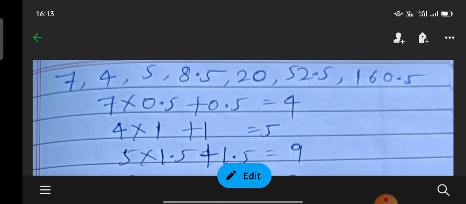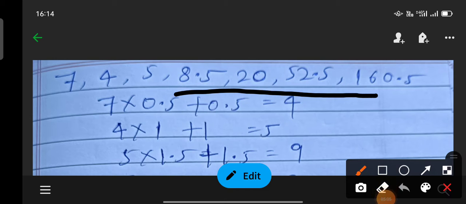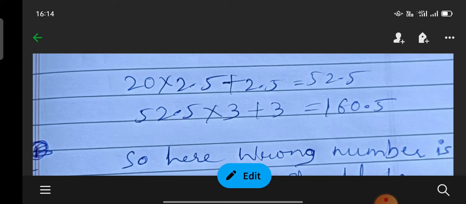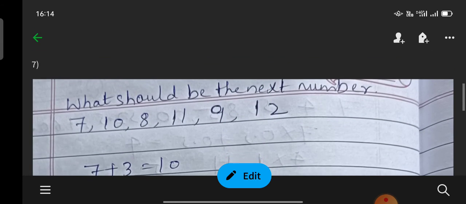Sixth question, so this is the number series question. 7, 4, 5, 8.5, 20, 52.5, 160.5. So here the series is 7 into 0.5 plus 1.5. See, 0.5, 1, 1.5, 2, 2.5, 3. The 0.5 is increasing, so that 0.5 you have to do multiplication plus addition. So here the wrong number is 8.5, which should be replaced with 9.